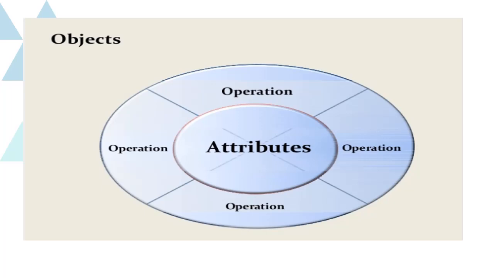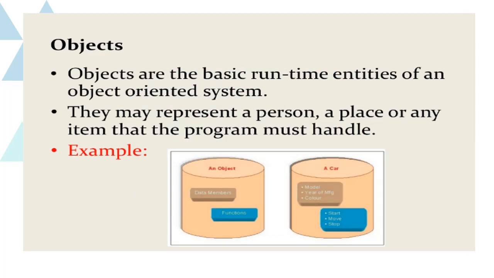Now let's understand what we mean by objects. When a program is executed, the objects interact by sending messages to one another. For example, if customer and account are two objects in a program, then the customer object may send a message to the account object requesting the bank balance. Each object contains data and code to manipulate the data. Objects are the basic runtime entities of an object-oriented system. They may represent a person, a place, or any item that the program must handle.